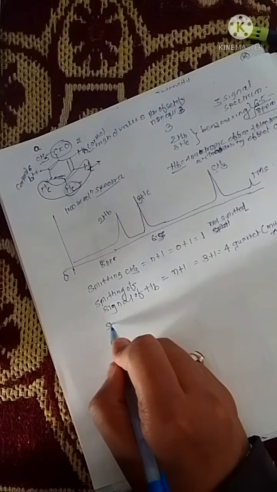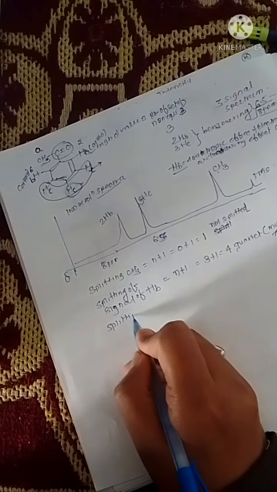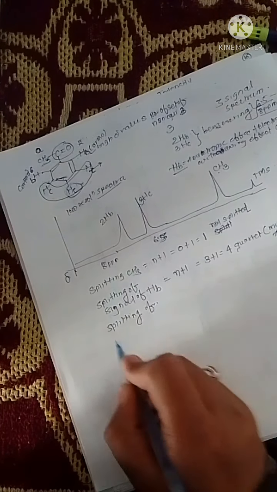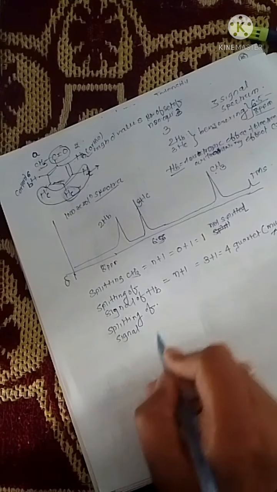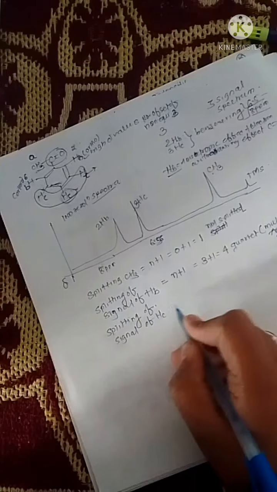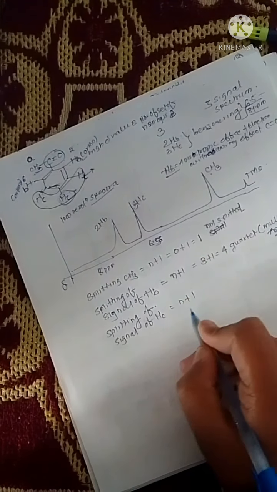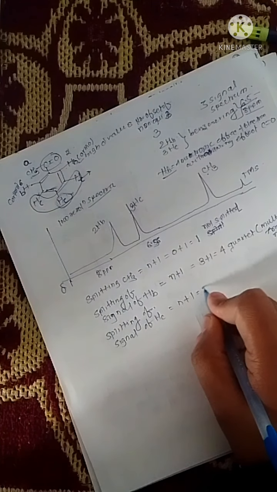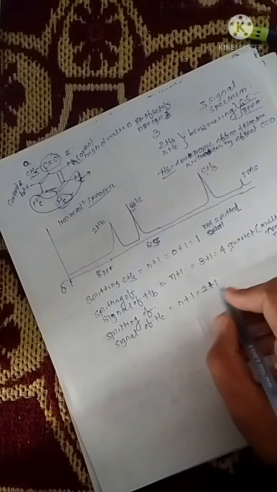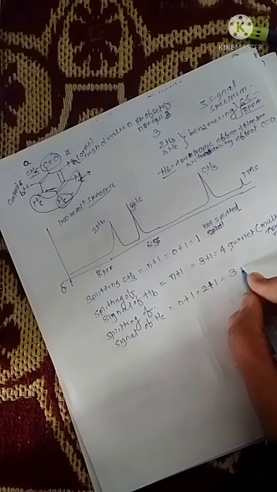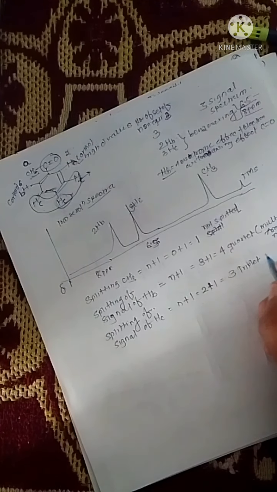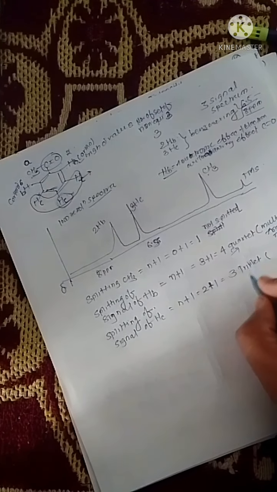And splitting of the signal of Hc proton, right here n plus 1. Adjacent to your Hc proton there are 2 Hb protons, right here 2 plus 1, and you get a triplet. For an aromatic nucleus, don't calculate the intensity ratio of the quartet and triplet.